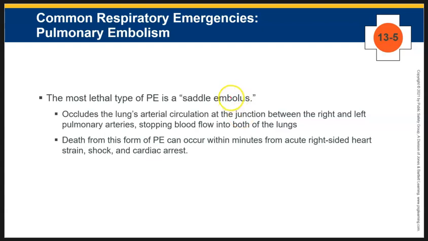One particular type of pulmonary embolism is called a saddle embolus. It occludes the lungs' arterial circulation exactly at the junction between the right and left pulmonary arteries. That's why it's called a saddle. And death from this form of pulmonary embolism can occur very rapidly.